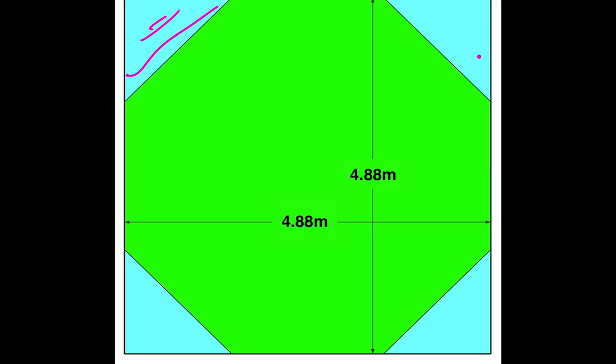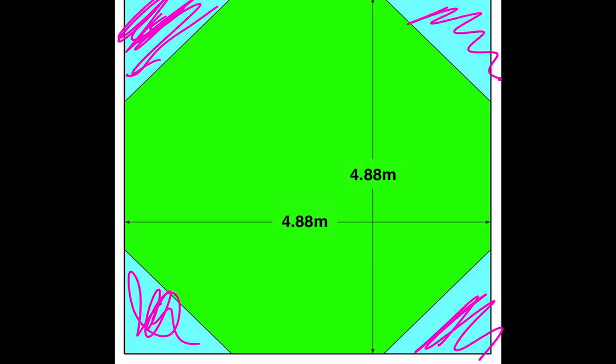So if we calculate the area of the total square to begin with, and then we subtract for these 4 blue corners that I'm scribbling in here, then what you would be left with is the area of just the octagon, this green portion here in the middle. Okay, so very simply, if you go 4.88 times 4.88, which would be area equals length times width, just our basic area.